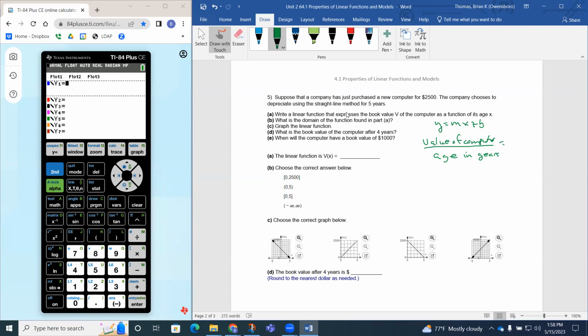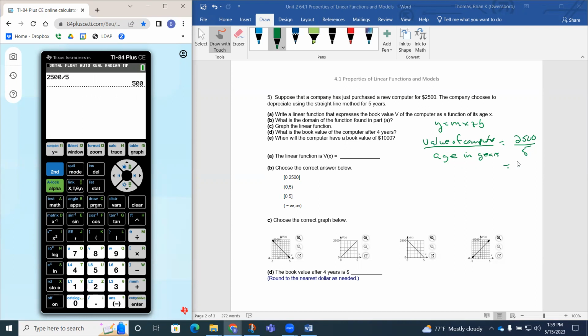So what we're picking up on is if it has a straight line method, that means it's going to depreciate equally over 5 years. So if it's 2,500 to start with, if we divide that by 5, that'd tell me how much it depreciates per year. So 2,500 divided by 5, it's going to be depreciating $500 each year. So $500 per year, or we just call it 500. That's going to be our slope.